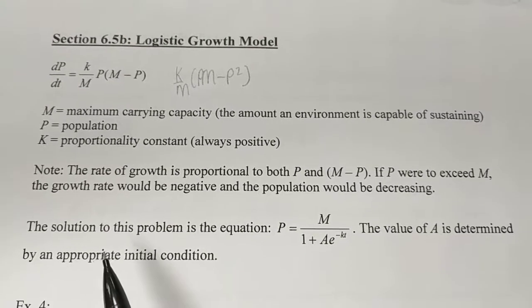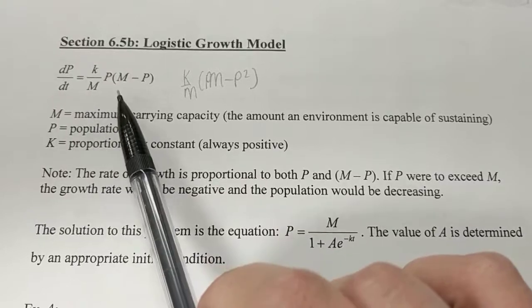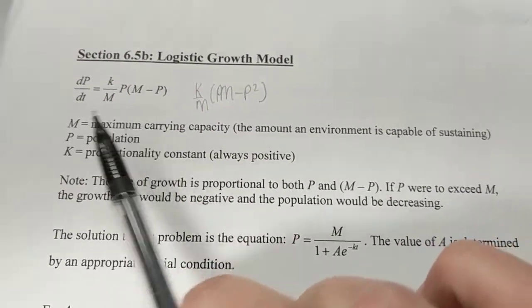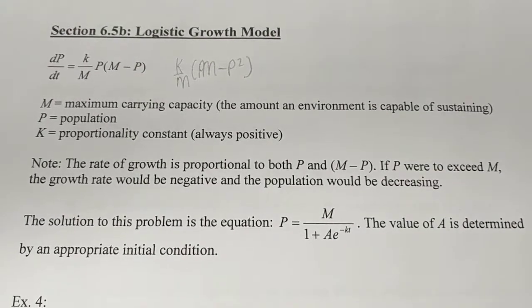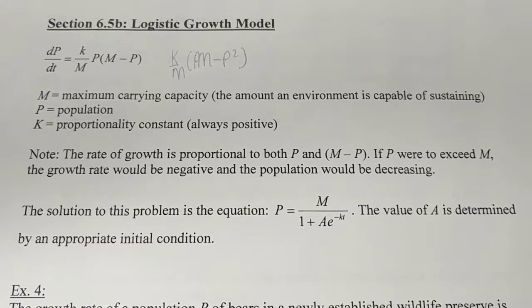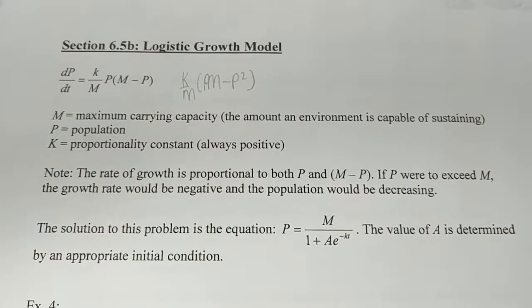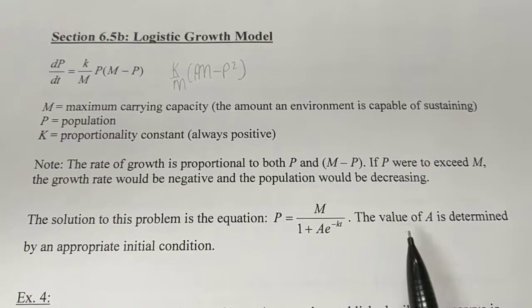Now, they tell you the solution to this problem, which means if I anti-derived this, if I moved my dt over and I moved my P's over, they did all of the antiderivative work for you. This is the equation that they come up with. You don't have to prove it or anything, but this is the solution.